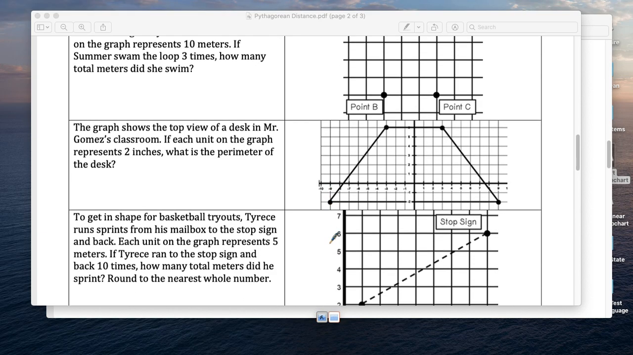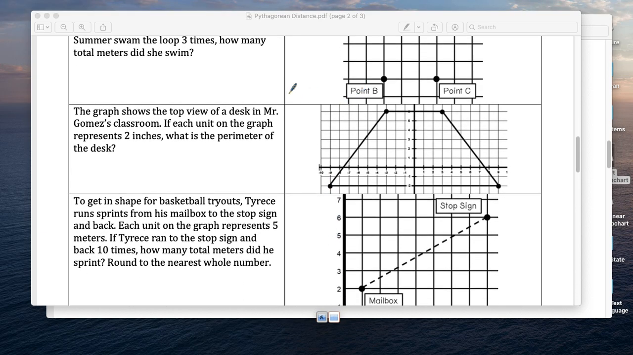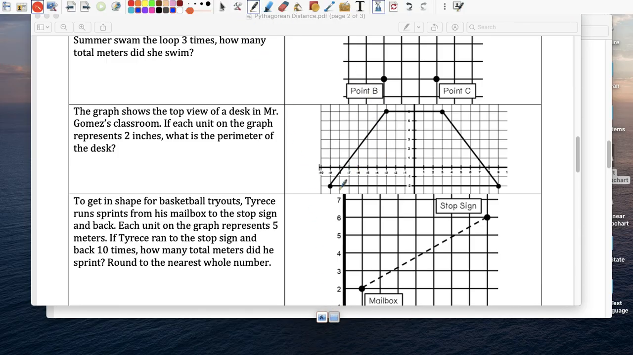This one, the graph shows the view. Each unit on the graph represents 2 inches. Okay. What is the perimeter of the desk? So perimeter means I want this, plus this, plus this, and plus this, right? All the sides of this trapezoid added up will give me the perimeter.